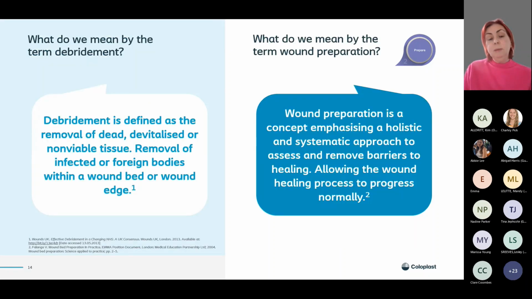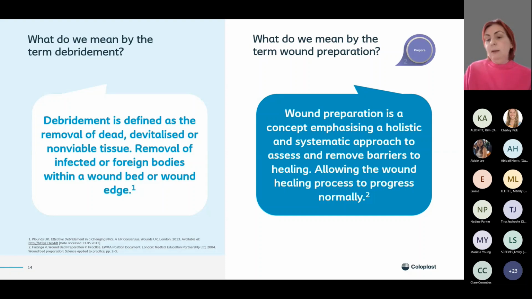We often use the term debridement, wound bed preparation or wound preparation interchangeably. And different clinicians will refer to it as any of those different words, really. But we're actually given a definition of what it is we mean when we talk about wound debridement and what it is we mean when we talk about wound preparation. So the term debridement is actually the physical removal of that dead or devitalized non-viable tissue. It's the physical removal of those infected or foreign bodies within the edge of the wound or within the wound bed itself.